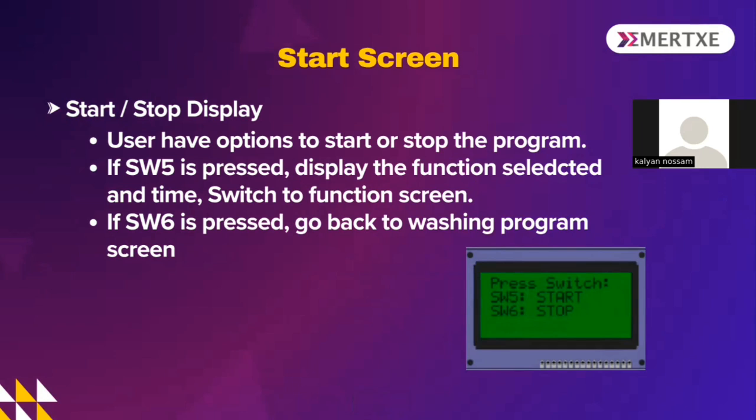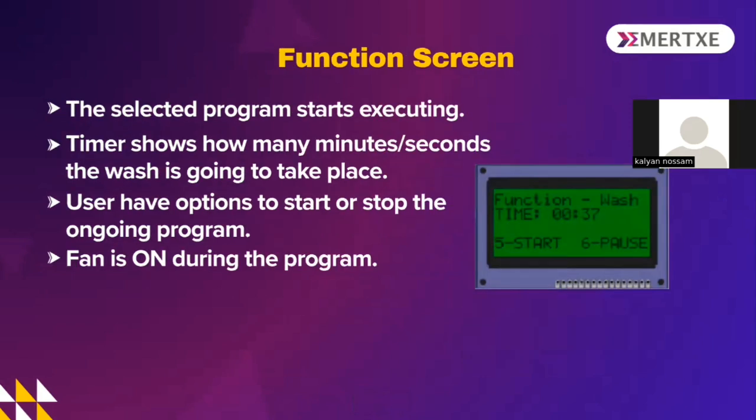That is, press switch 5 to start, switch 6 to stop. Here it will proceed further with the washing. Press switch 5 to start. After pressing switch 5, it will display the function. In washing there will be three types: firstly wash, then rinse, then spin. And based on the type of mode, it will display the function.